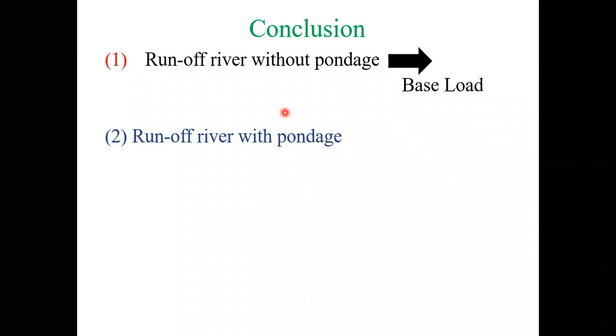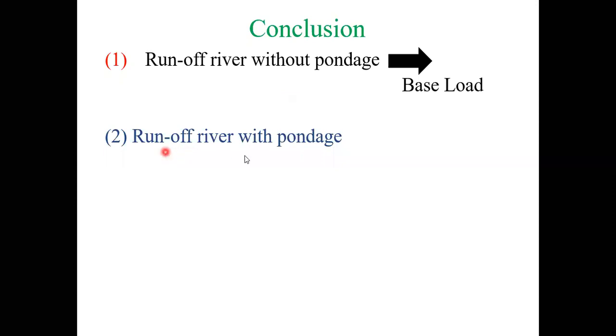Already I told you, when we don't have a storage facility, the efficiency of that particular power plant is very less because we can't control the water flow. Similarly, we can't control the power generation. That's why the efficiency is less in a run-of-river plant without pondage. In order to increase the efficiency, we are going to store the water, that means with the pondage.